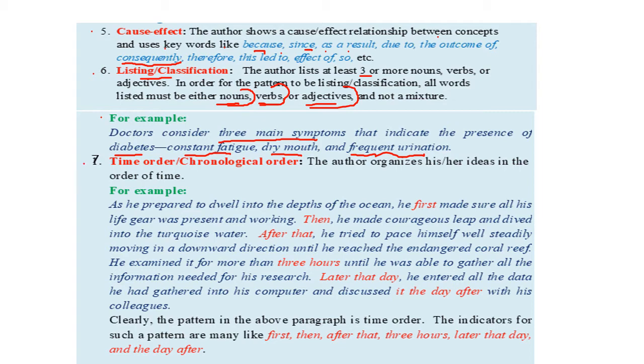Now, finally, we come to time, order, or chronological order. The author here organizes his or her ideas in the order of time. This generally occurs in narratives when the author is telling a story. Let's read the paragraph together.